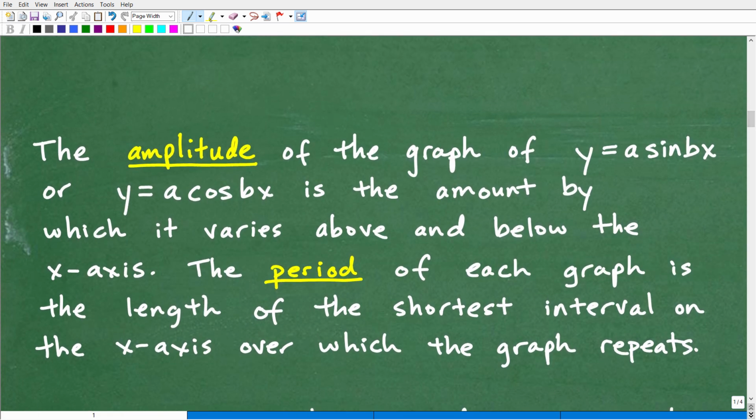So the amplitude of the graph y equals a sine bx, or in terms of cosine, y equals a cosine bx, is the amount by which it varies above or below the x-axis. You'll see here that the amplitude is going to be this coefficient a. This is some stuff that you might want to have in your notes if you don't already have your notes available to you.